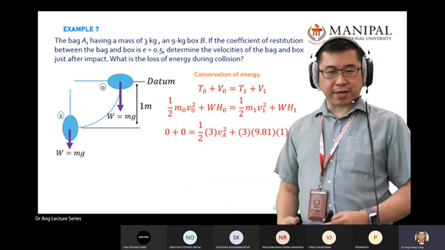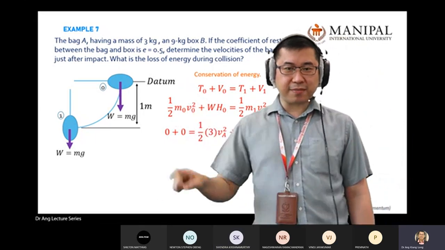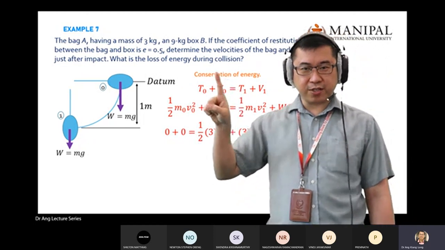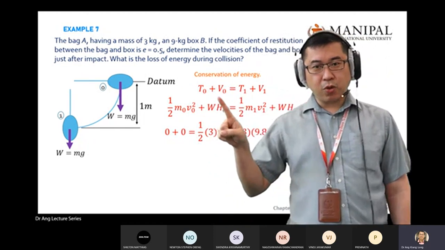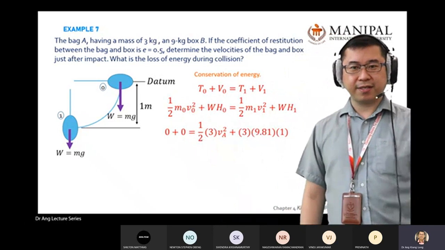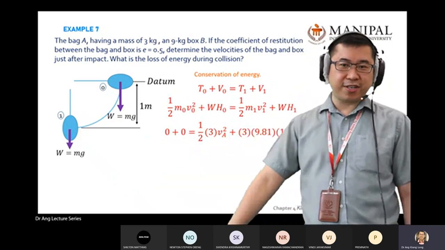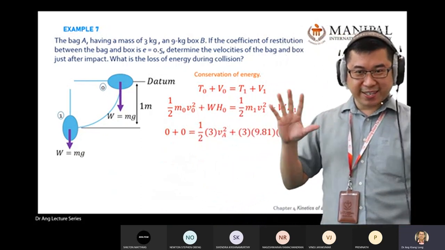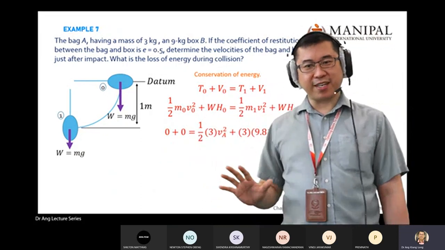Datum, sir. Okay. The keyword is datum. If you calculate potential energy or conservation of energy, you always look for datum. It's not ground, it's not the object you're referring to. Important. Don't make the mistake in the coming test or exam.